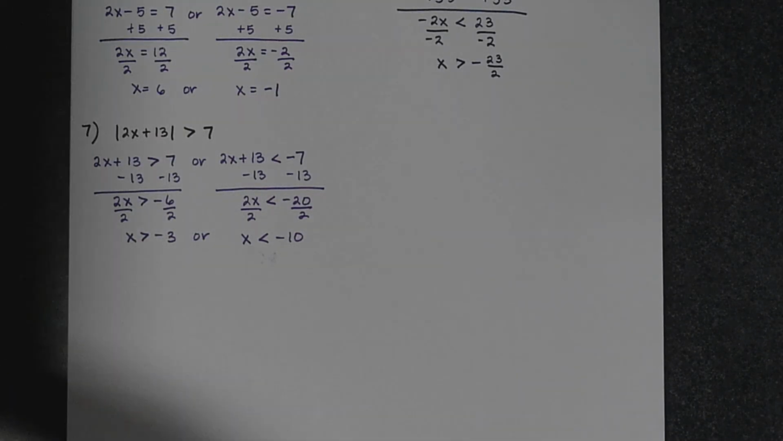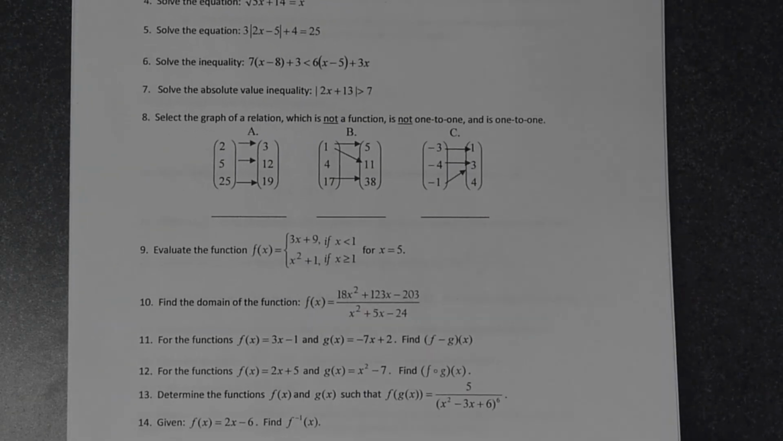Okay. Now problem number 8. You're going to select the graph of a relation which is not a function, is not one-to-one, and is one-to-one.